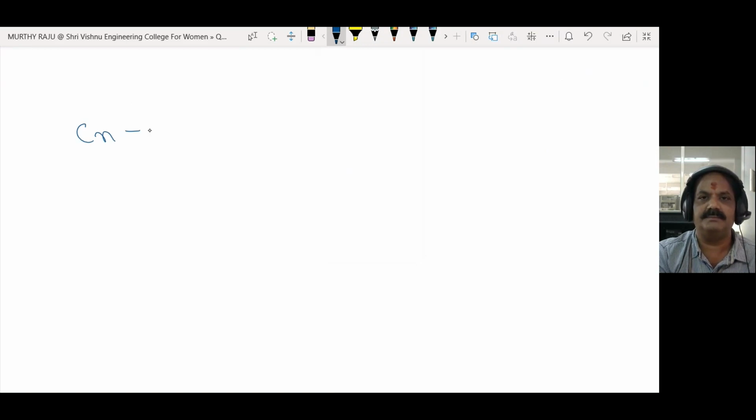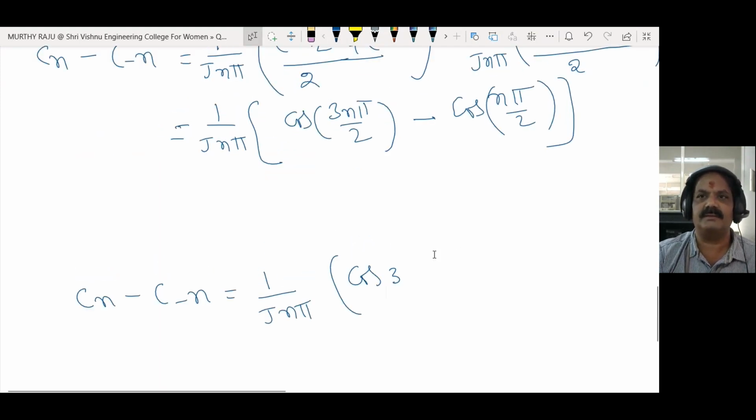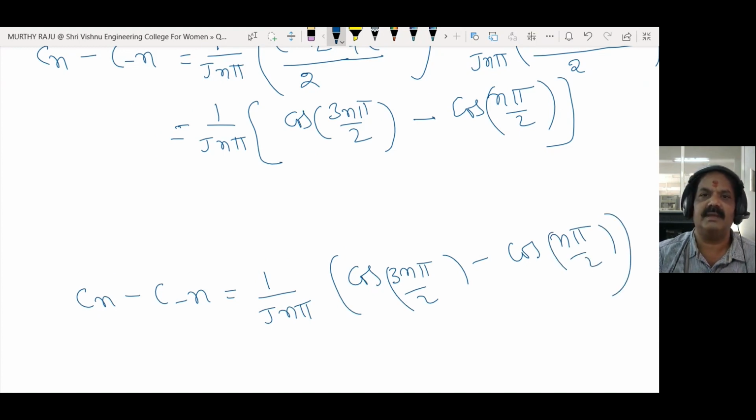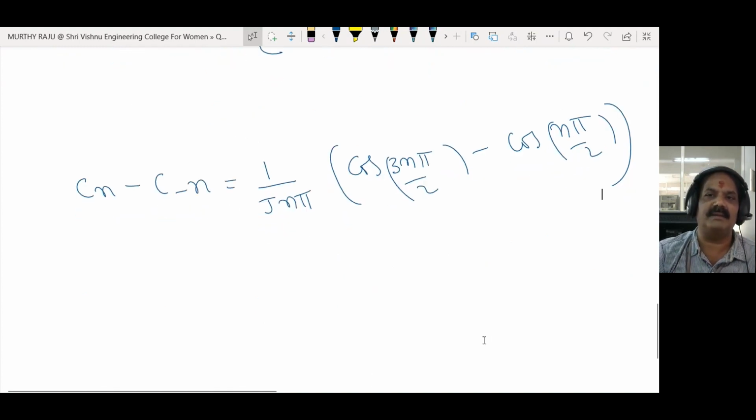Cn minus, C minus n is equal to, we know that 1 by j n pi, cos 3 n pi by 2 minus cos n pi by 2. This is the Cn minus C minus n. Cos 3 n pi by 2 minus cos n pi by 2.